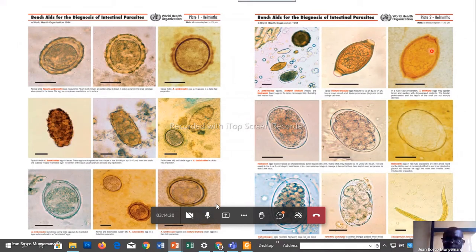What about this one? There's a hookworm. This is a hookworm. Yes.